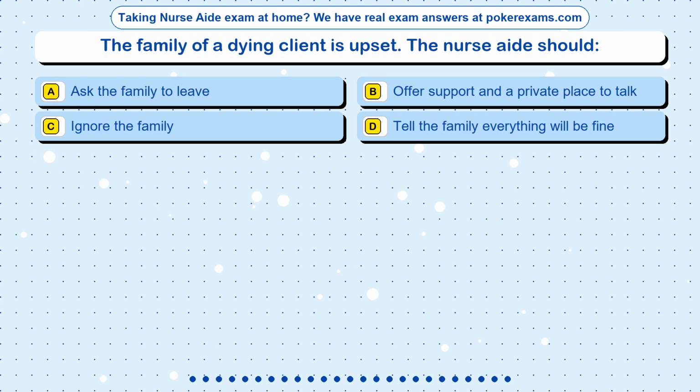Question 17. The family of a dying client is upset. The nurse aide should: Option A, ask the family to leave. Option B, offer support and a private place to talk. Option C, ignore the family. Option D, tell the family everything will be fine.